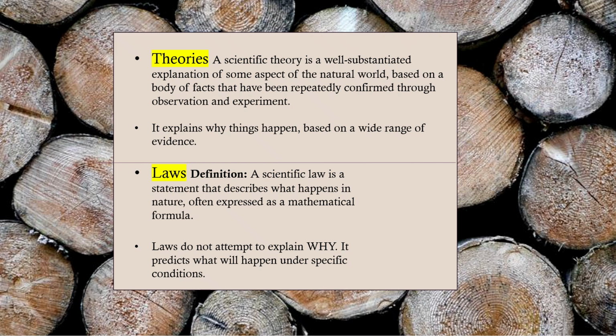That's a theory. Laws, scientific law, by definition, is a statement that describes what happens in nature, often expressed as a mathematical formula, and it never attempts to explain why. It predicts what will happen under very specific conditions, right? Like the law of gravity. That happens every single time. There's a mathematical equation for it, and it's under specific conditions. It doesn't say why it happens, okay? So those are the differences between scientific theory and scientific law.